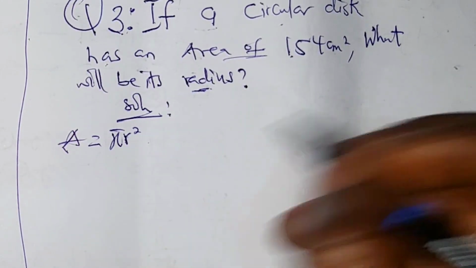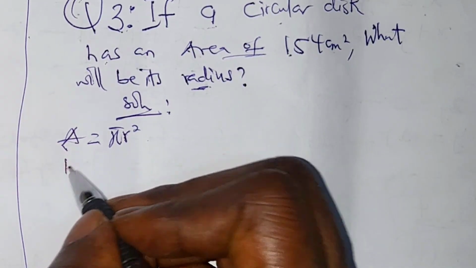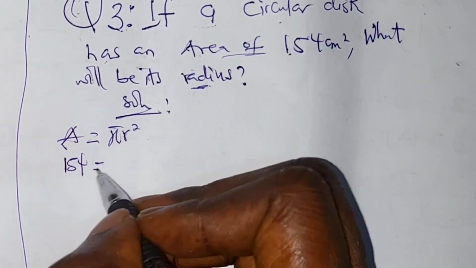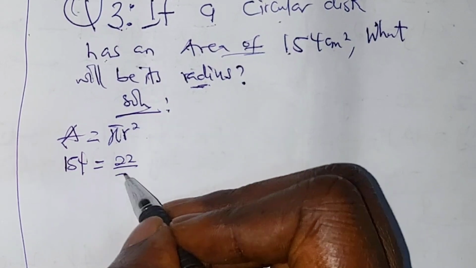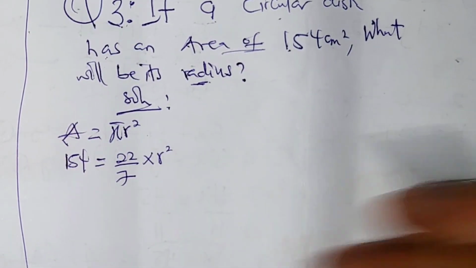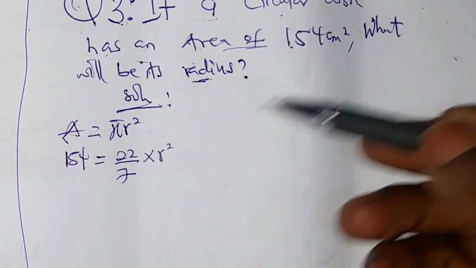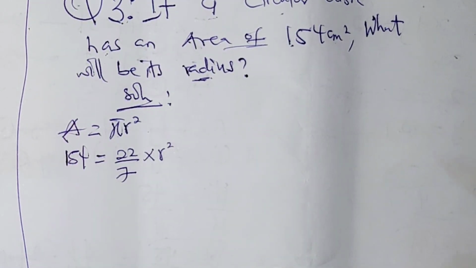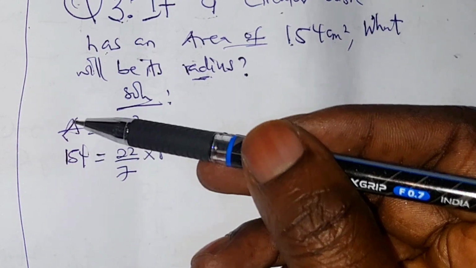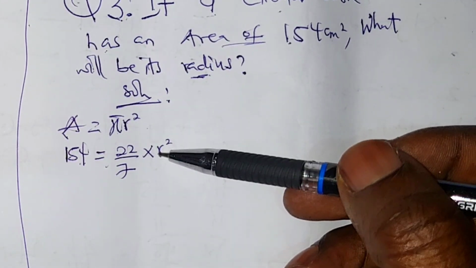So what can we do? We just do direct substitution. So area is going to be 154. Pi is still our 22/7, then times our radius squared. So you just do substitution. Wherever you see the variable, you just substitute with the number. If you don't have a number, just replace it with the same variable. So my area equals pi r squared, like this.